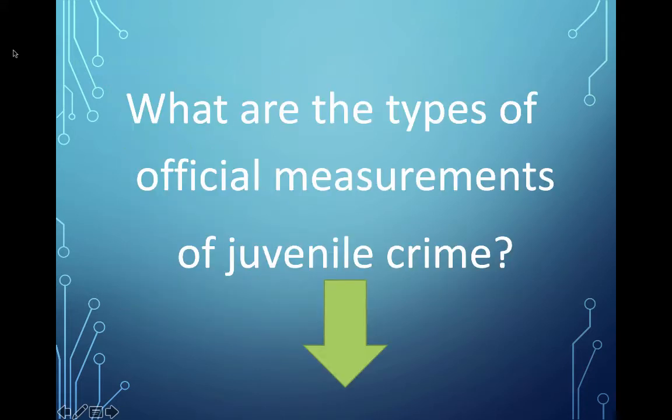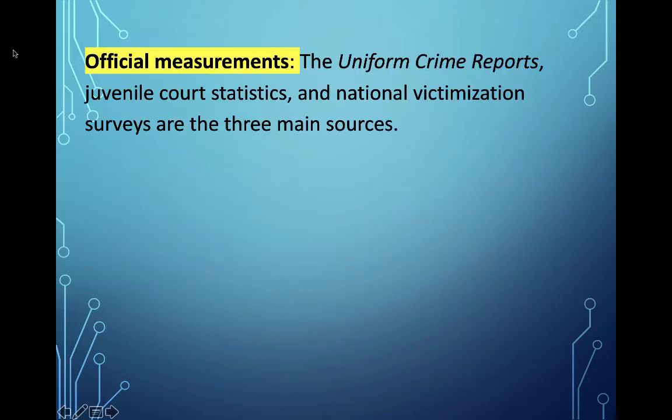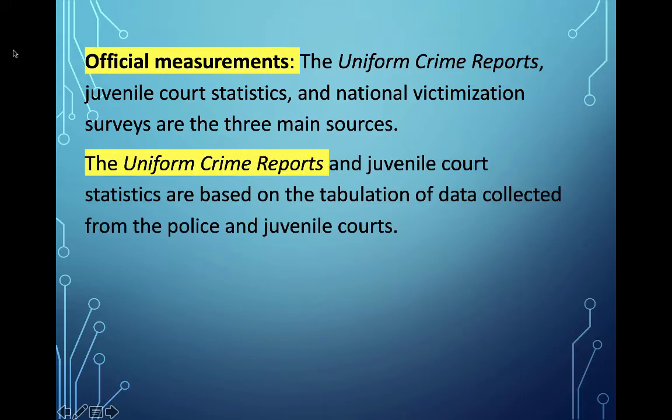All right, so let's get started. What are the types of official measurements of juvenile crime? So how do we know what's going on with juveniles and what types of crime juveniles are committing? Well, our official measurements come from a couple different places. One is the UCR, or the Uniform Crime Reports. It's juvenile court statistics and national victimization surveys, the three main sources where we get the official measurements.